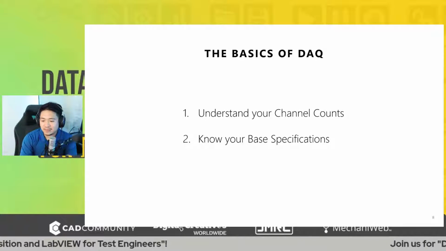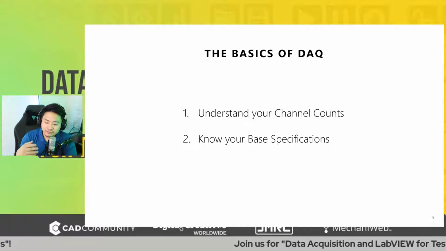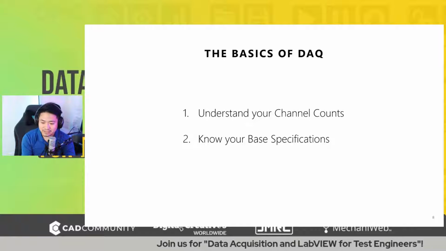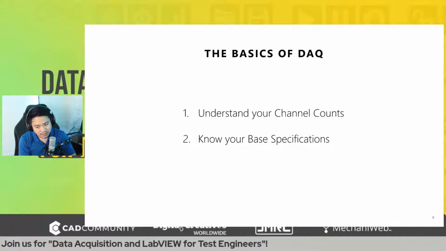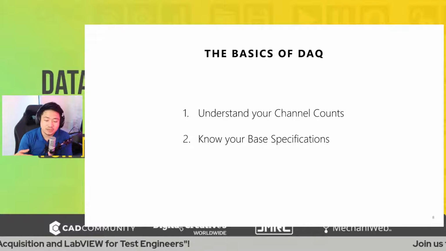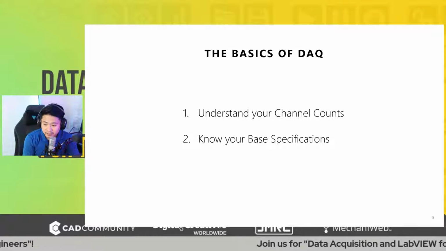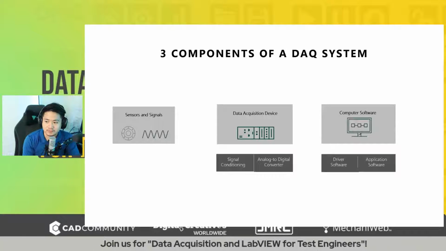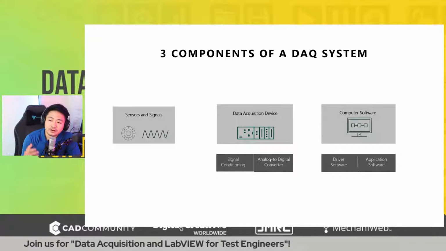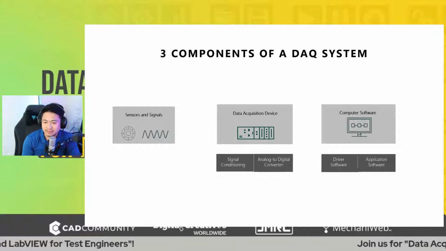When we build data acquisition systems, it helps to be informed. You have to, at the very least, know what the basics of the data acquisition system are so that you know what options are available for you. And that's why we are going to start defining them today by understanding your channel counts and knowing your base specifications. Okay, so there are three main components of a DAQ system or a data acquisition system.